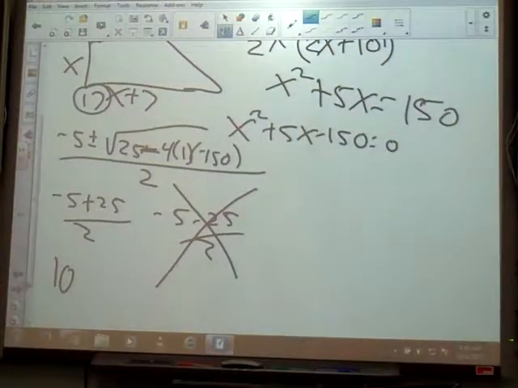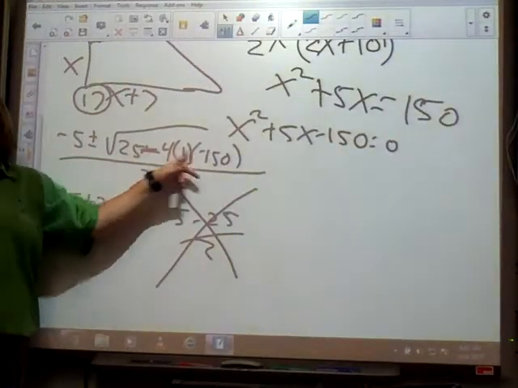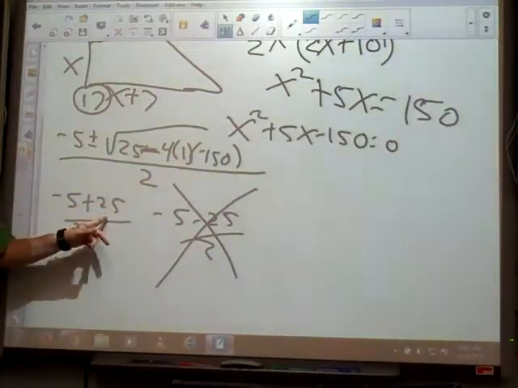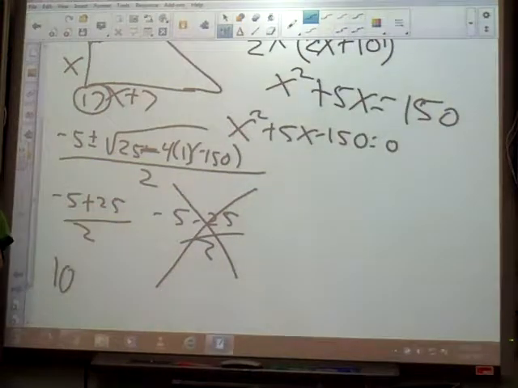Why didn't he square the 25 and put it in this quadratic formula? Underneath here, I got 625. The square root of that's 25. I didn't show all my steps on that, I'm sorry.